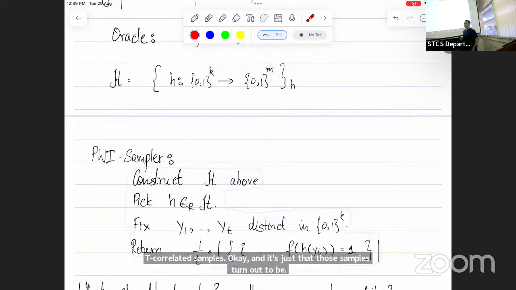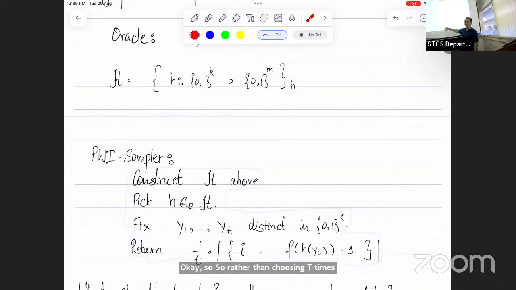Okay, so rather than choosing t times m random bits to build these t samples, I'm going to use randomness only to choose the function h and end up building t many samples from it. Why not use all elements of {0,1}^k? Yeah, so I'm just going to set k such that 2^k is like t. That's the eventual setting of parameters.